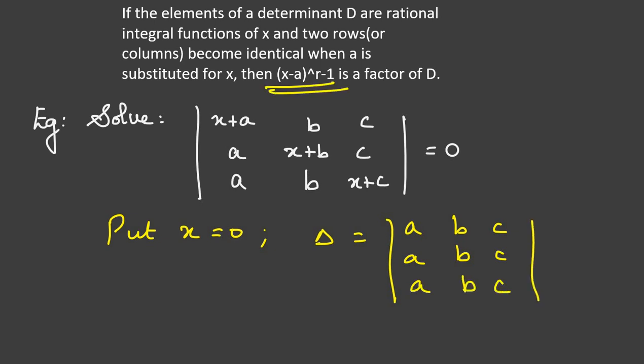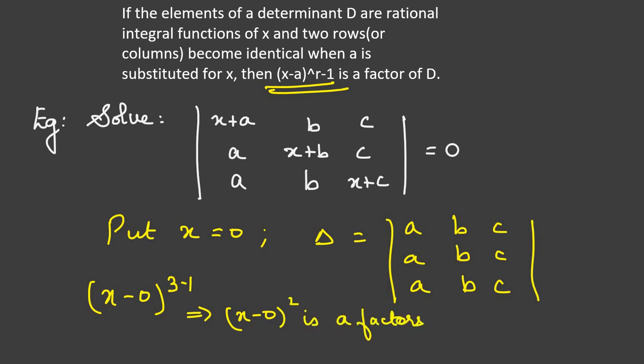Therefore, according to the definition, (x minus 0) to the power r, where r is the number of rows, 3 minus 1, becomes a factor of delta, which implies that (x minus 0) whole squared is a factor of delta. Equating it to 0, we say x is equal to 0, 0. Values of x are 0, 0.